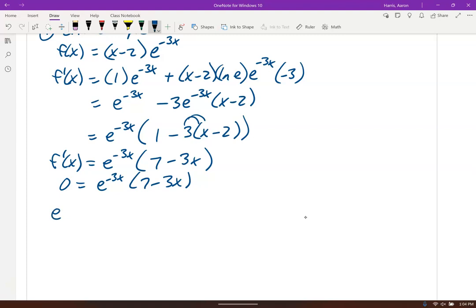So I'd say, well, e to the negative 3x, where's that equal 0? 7 minus 3x, where's that equal 0? Add 3x to both sides, so it looks like x would be 7/3 once I divide by 3. That's one of my critical points.